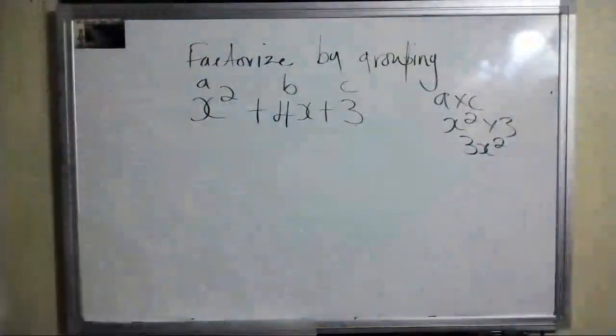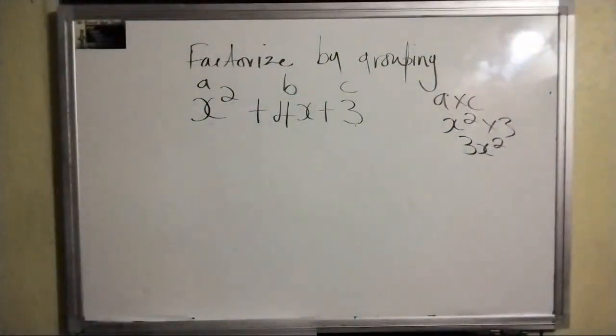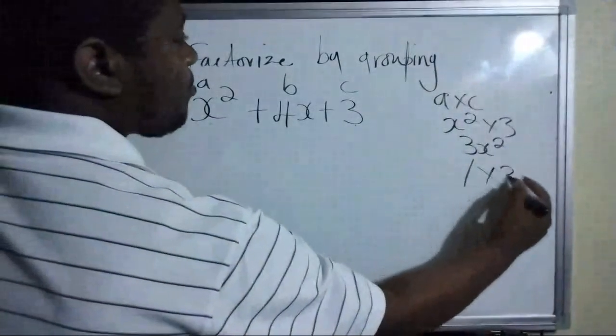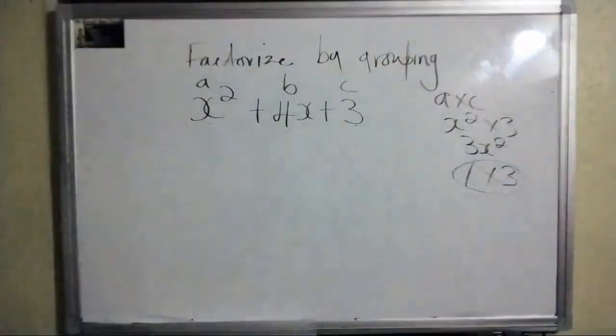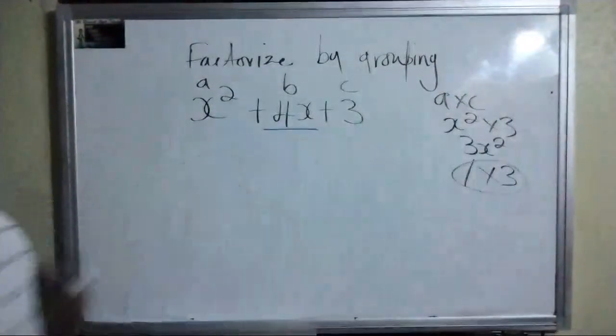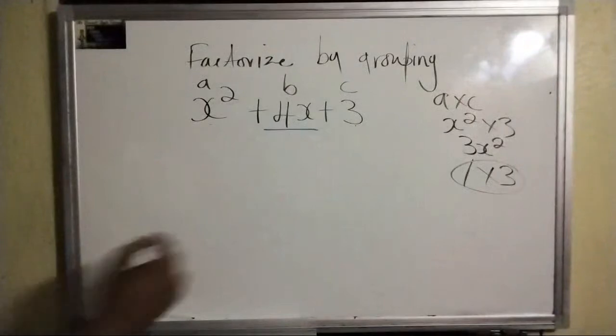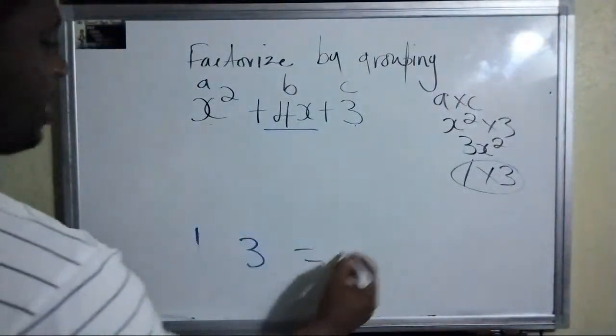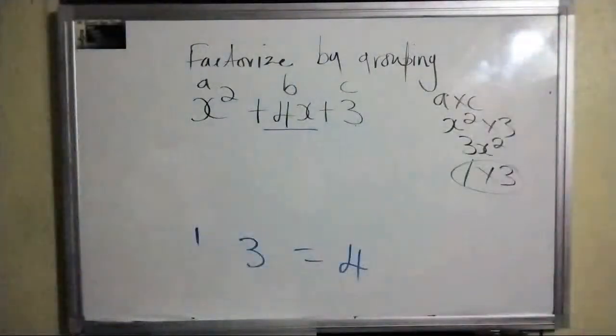So we list all the factors of 3. Now we know that 3 is a prime number, right? So it's only 1 times 3. So this has to be it. But we have to set it up in such a way that we can get 4x, right? If we have 1 and 3, what sign can we put in the middle to get 4? Type that in, guys.